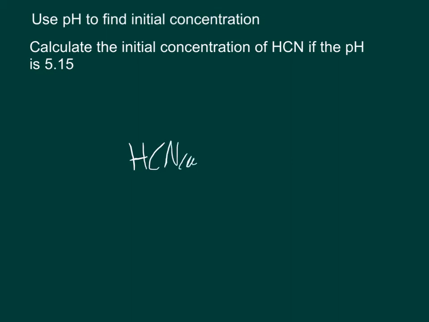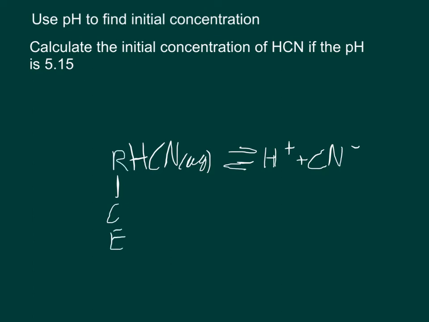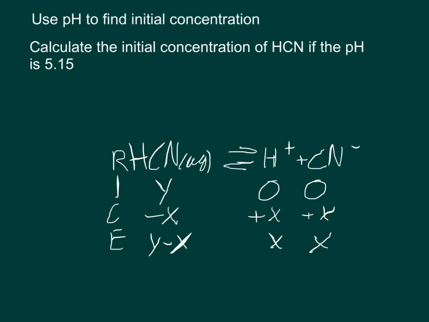So HCN aqueous is dissociating into H plus and CN minus, cyanide ion. And if we look at the RICE chart, our initial concentration, we don't know what it is. We're trying to solve for that. I'm just going to put a y there. For H plus and CN minus, 0 and 0 here. For the change, therefore, minus x, plus x, plus x. And we're going to end up with, at equilibrium, x, x, and y minus x.